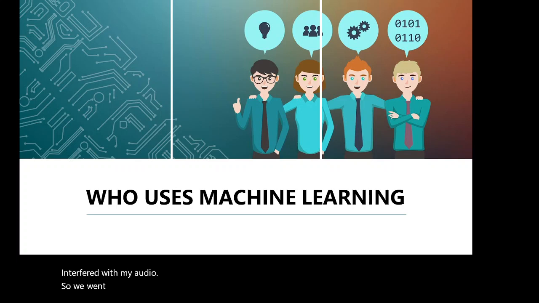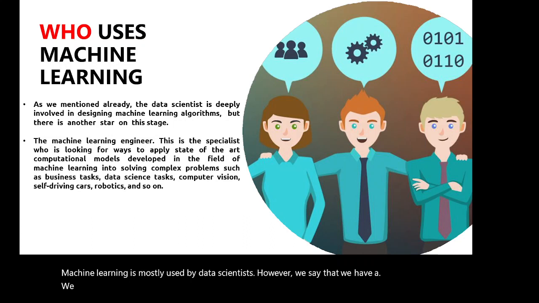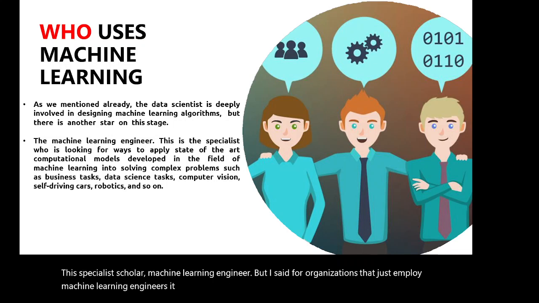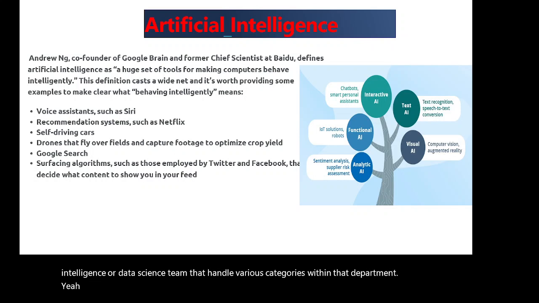So we went further and looked at who uses machine learning. And we said that machine learning is mostly used by data scientists. However, we have a specialist called a machine learning engineer. But I said that organizations that employ machine learning engineers also have other people, like a wide business intelligence or data science team, that handle various categories within that department. Yeah, I think that is what we covered.